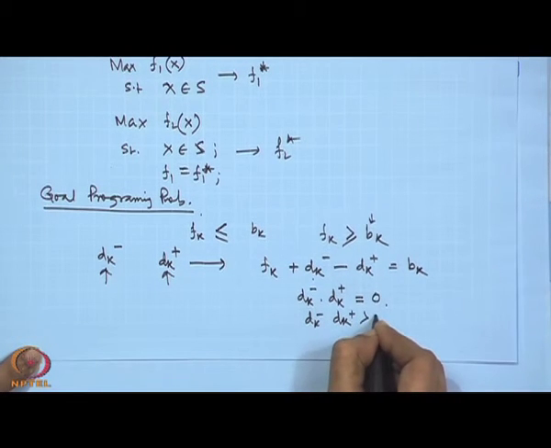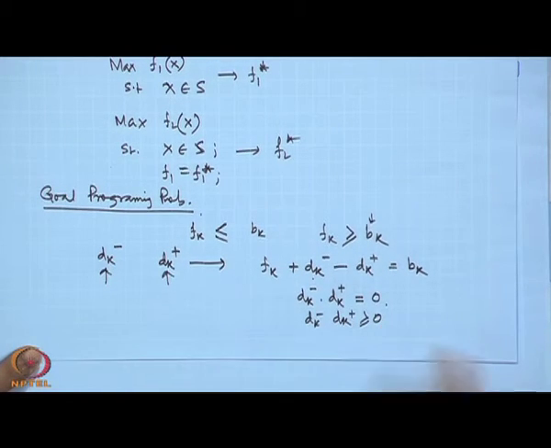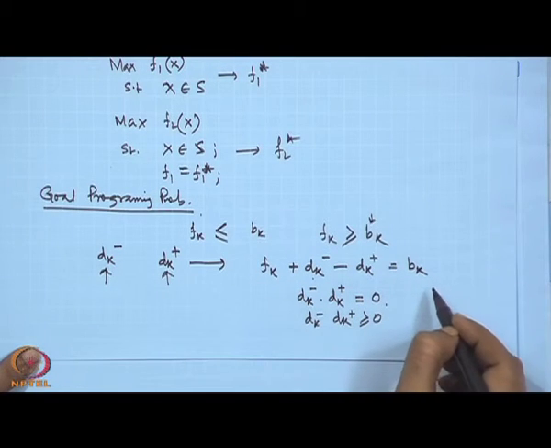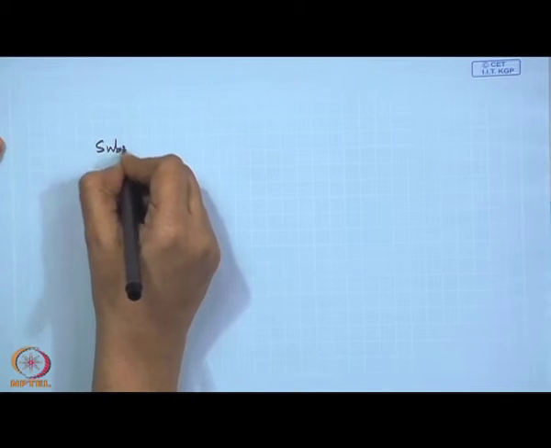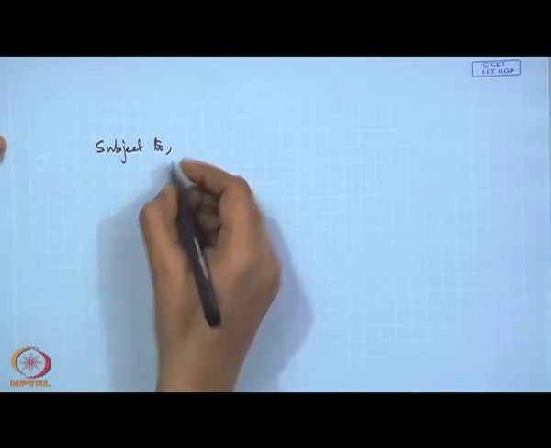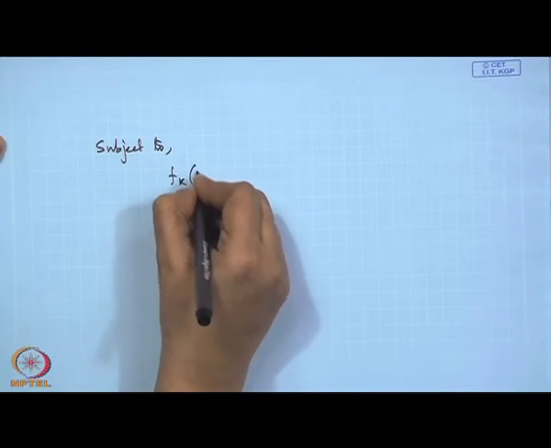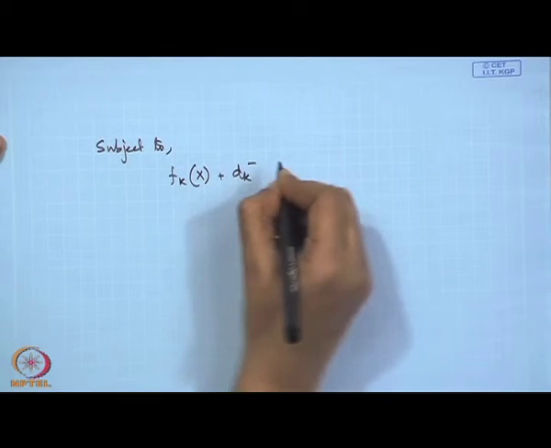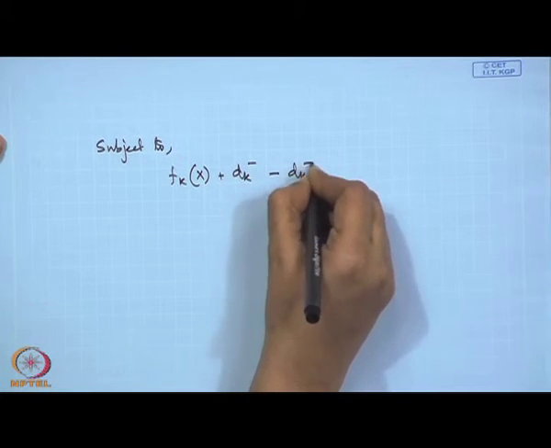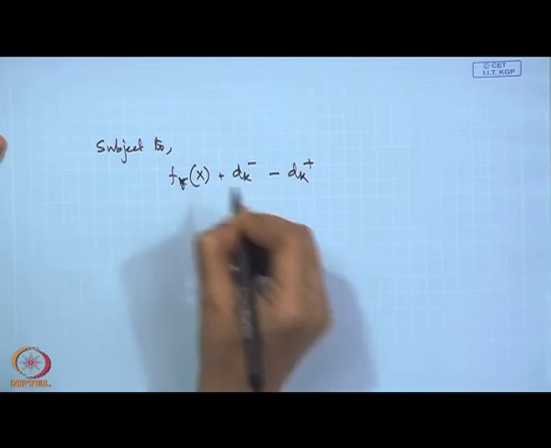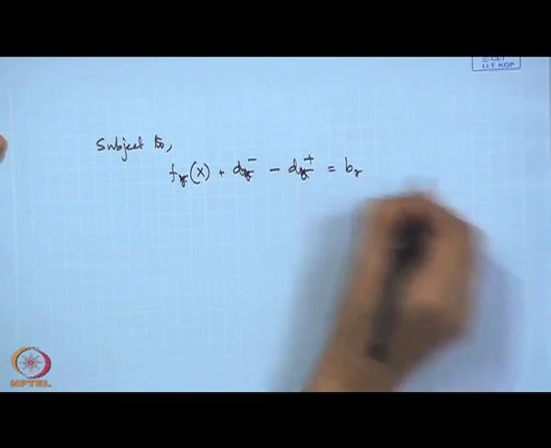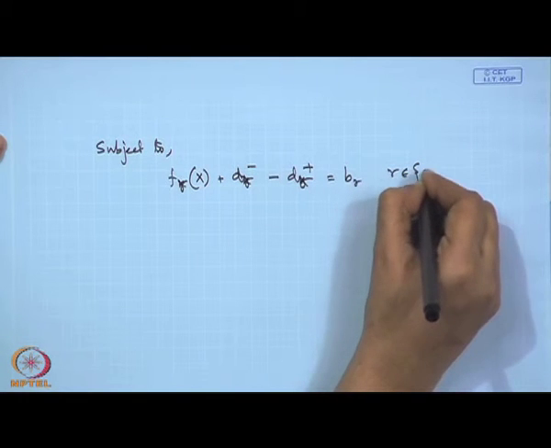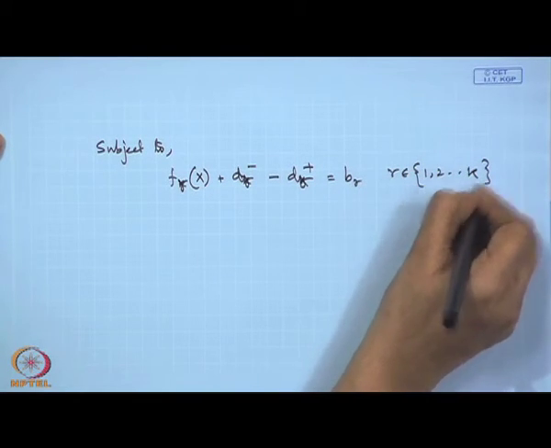That means again we are converting each objective function into a constraint and solving it. The problem would look like fr(x) plus dr minus minus dr plus is equal to br, where r varies from 1 to k. That is, r can take any value from 1 to k.